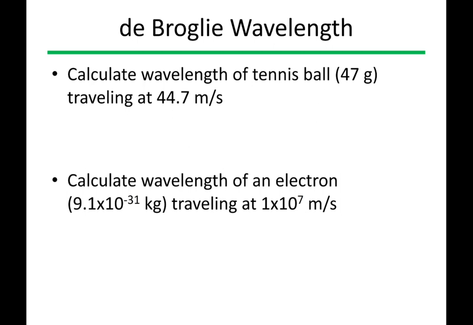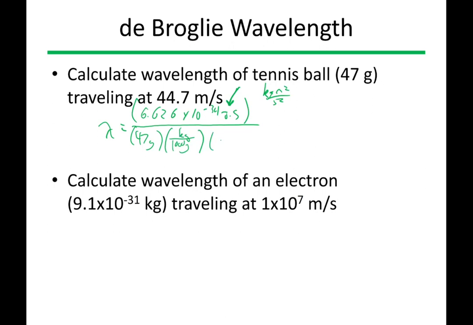First, let's calculate the wavelength of a tennis ball moving at 44.7 meters per second. So to do this, we have the wavelength is equal to 6.626 times 10 to the negative 34th. And we have a mass of 47 grams. Remember, though, that the units of joules are kilogram meters squared per second squared, so we have to convert this to kilograms. And then we have its speed. And plugging all this in, we get that the wavelength is 3.15 times 10 to the negative 34th meters.